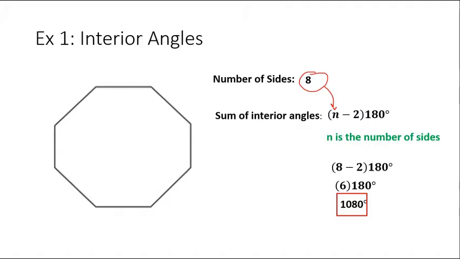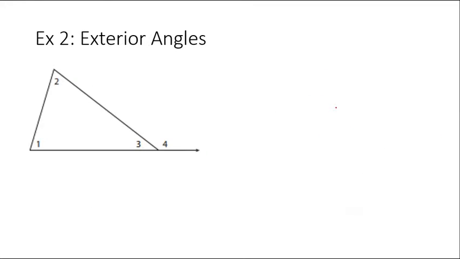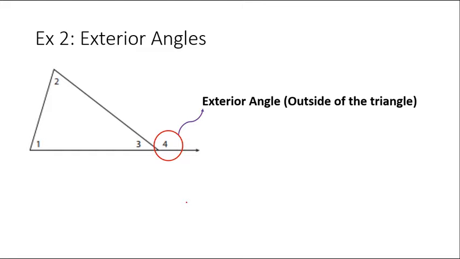Okay, let's go on to exterior angles. So here in this triangle, you have 4 angles labeled. Angle 4 right here, we call that the exterior angle because it's outside of the triangle. So exterior angles are outside of the triangle. And then we have 3 more angles in here.